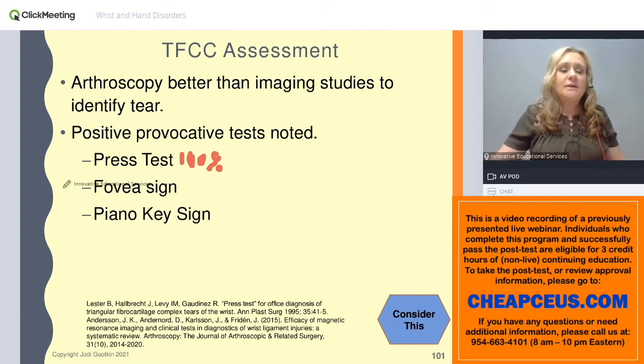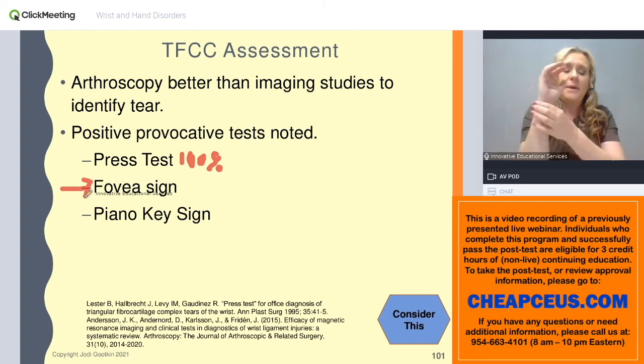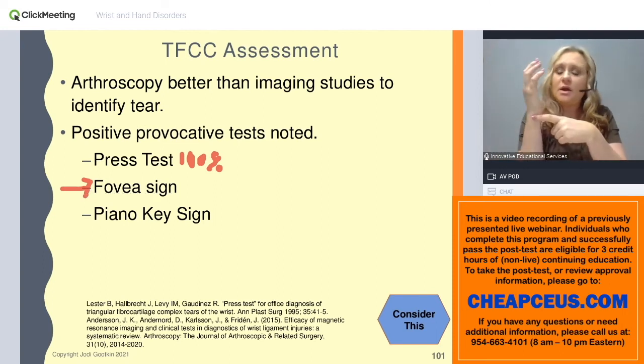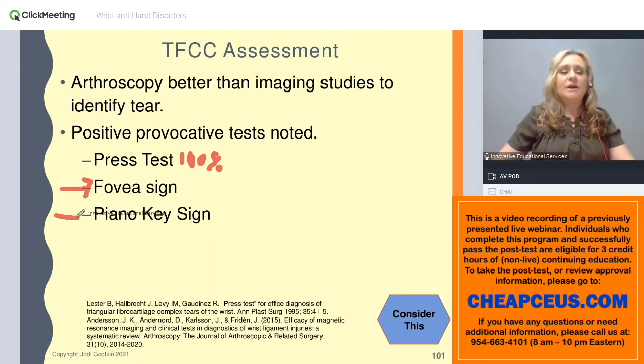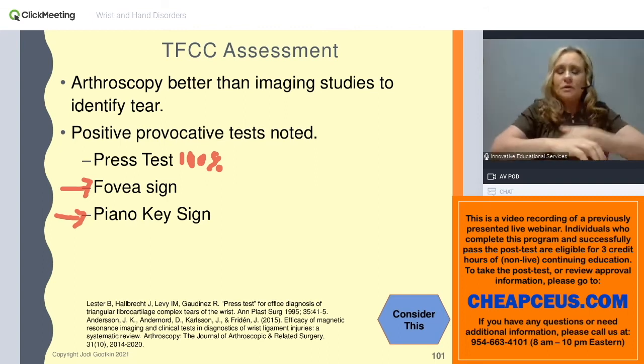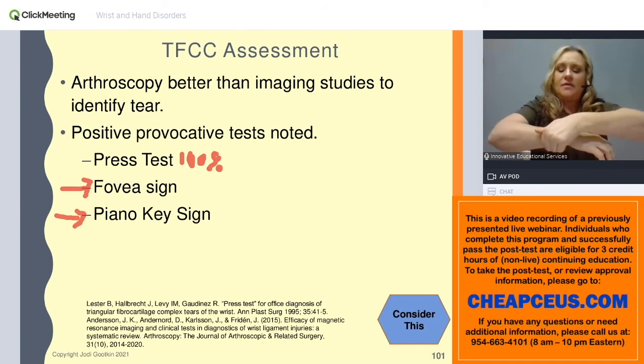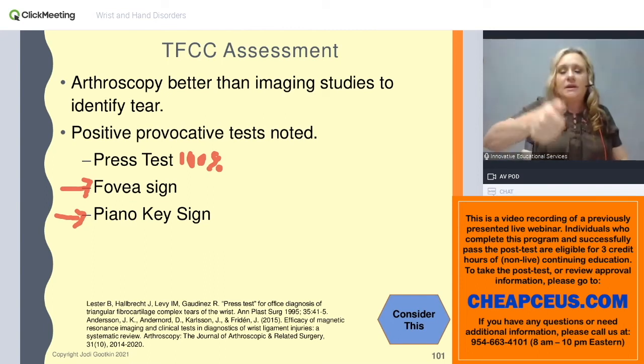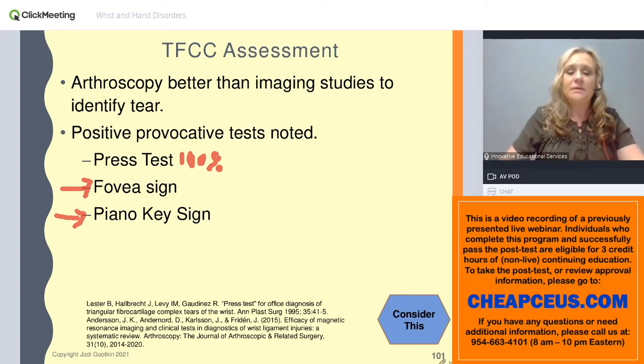The fovea sign is where you're going to palpate that region right where that triangular fibrocartilage is located, and it'll be tender for the patient. And then the piano key sign is in more progressed cases where we also see involvement of stabilization of that distal radial ulnar joint. You'll stabilize the radius and then press against the ulna, and it'll actually be able to move up and down like you were pressing on a piano key. That would be positive.